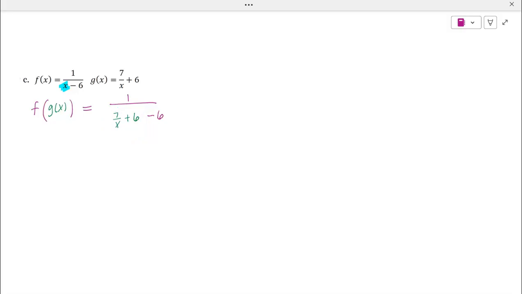It looks like we can simplify a little bit here. I'm going to combine the negative 6 and the positive 6. So this will be 1 over 7 over x, which is the same as x over 7. When I'm dividing by a fraction, it's the same as multiplying by its reciprocal. So I can flip that fraction on the bottom upside down. Let's look at this in the other direction. Let's look at g of f of x.